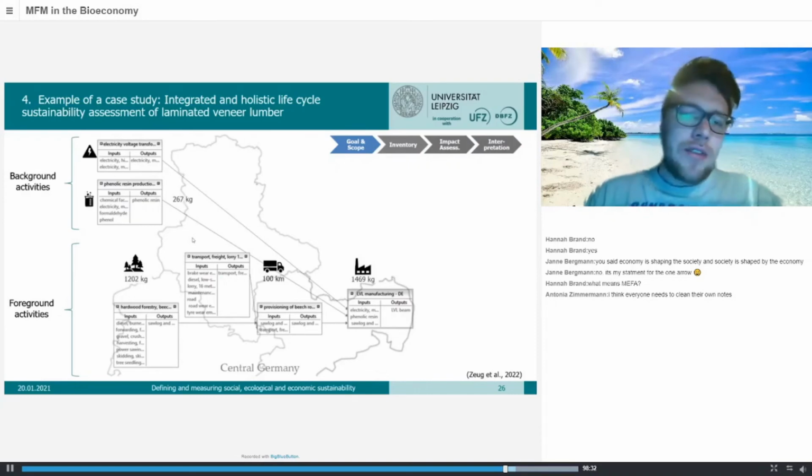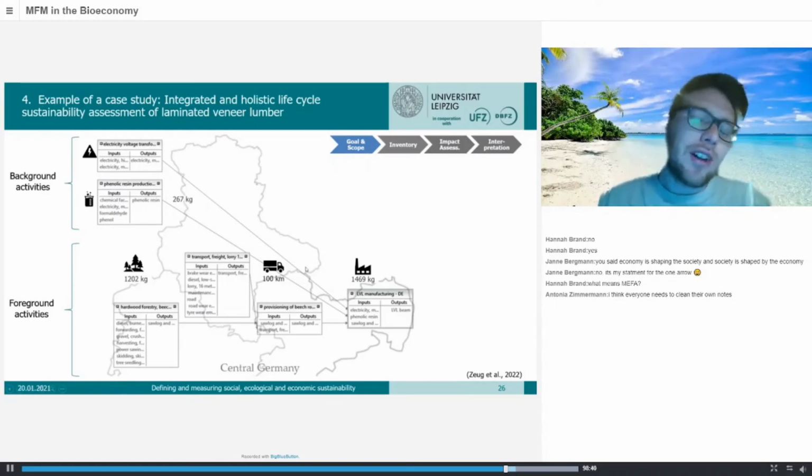And now we are making the inventory. For example, we want to produce one unit of laminated veneer lumber. For this, we need 1,200 kilograms of wood. We have to transport it 100 kilometers. And at the end, we have to do the production of these veneer sheets, gluing them together, etc. And at the end, we get a product which weighs our functional unit of laminated veneer lumber, 1,400 kilograms. But we also, of course, need electricity and we need chemicals. For example, we need 260 kilograms of phenolic resin to produce this functional unit of 1,400 kilograms of laminated veneer lumber.